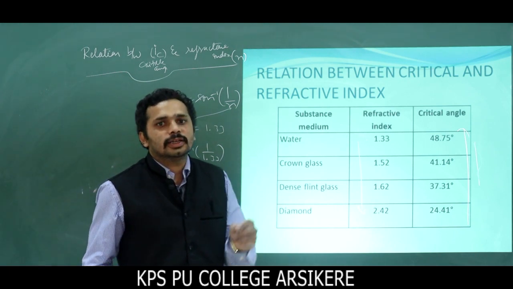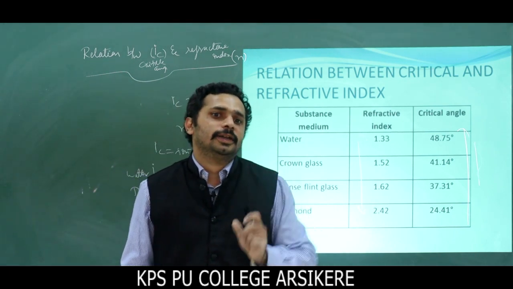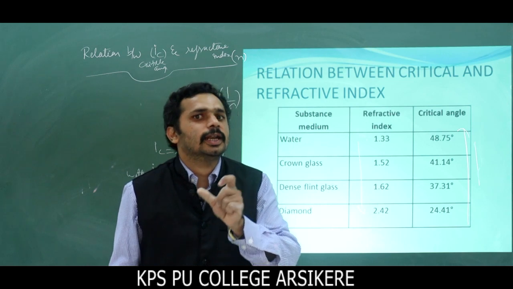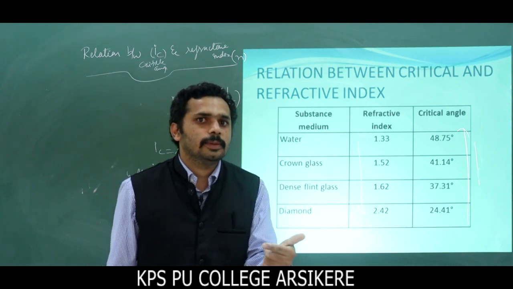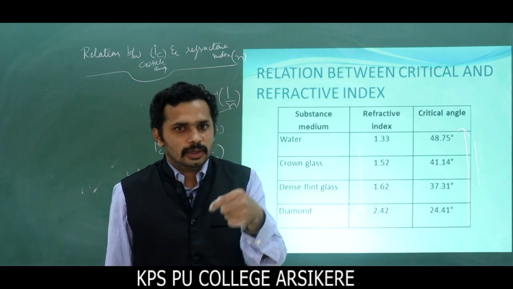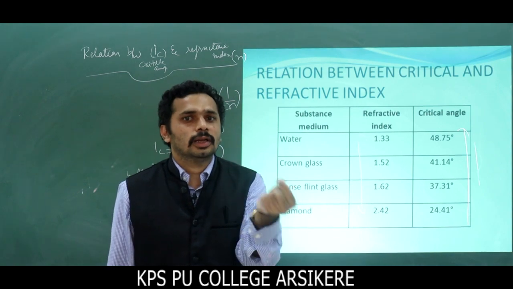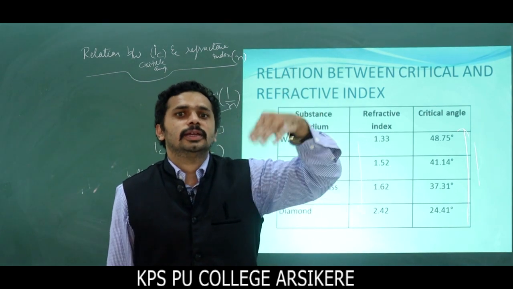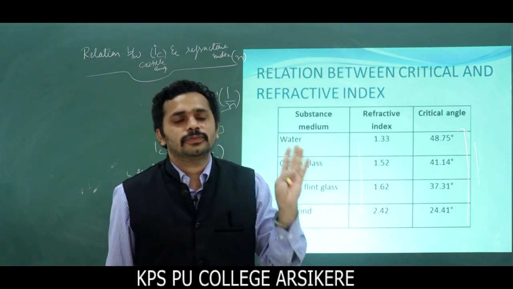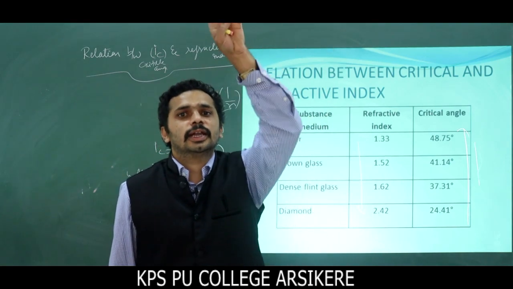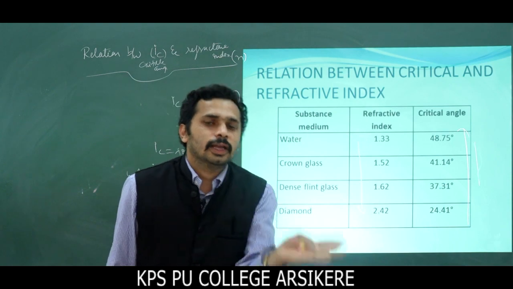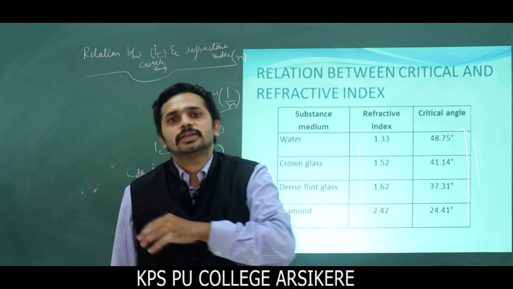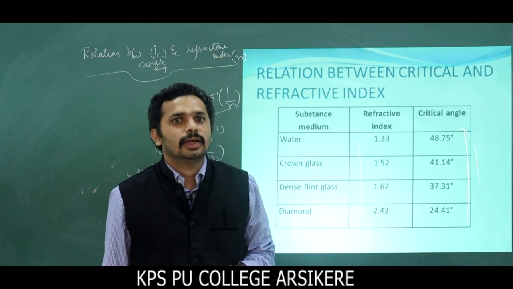That's why the speed of light is less in diamond. Comparing diamond and water, the speed is more in water compared to diamond. Comparing air and water, the speed of light in air is greater than in water. That's why if the refractive index increases, the critical angle decreases. If the critical angle increases, the refractive index decreases. You got it?